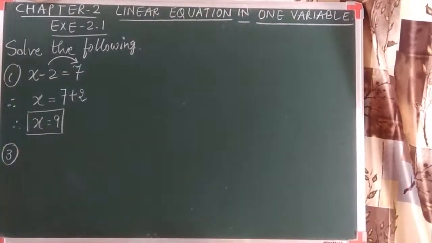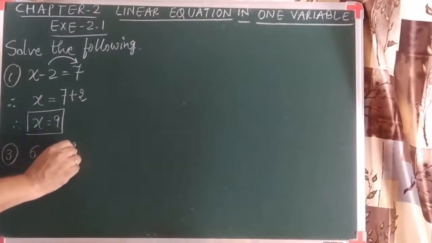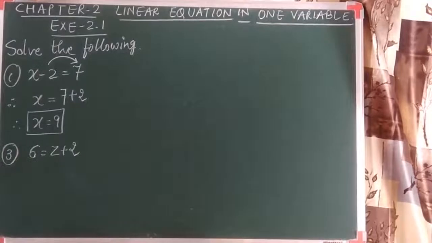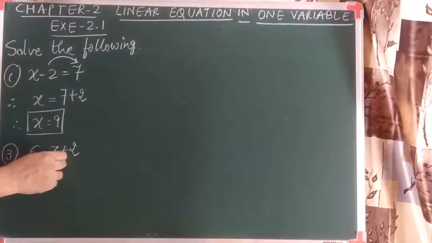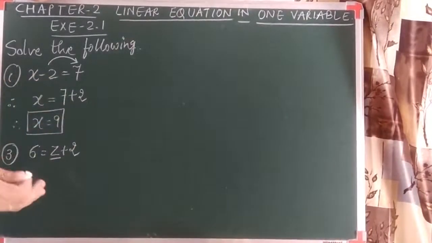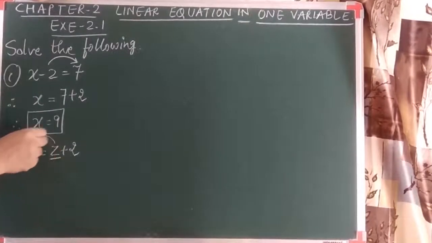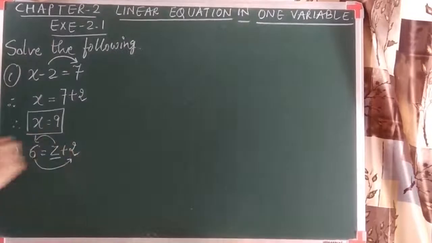In the third question, the equation is 6 equals to z plus 2. So as we discussed earlier, all the variables on the left hand side, all the constants on the right hand side. This is the only variable. It is not necessary that the variable is x, it can be any alphabetical letter from A to Z. So z is one variable. So we will bring the variable here, and take this constant over there.